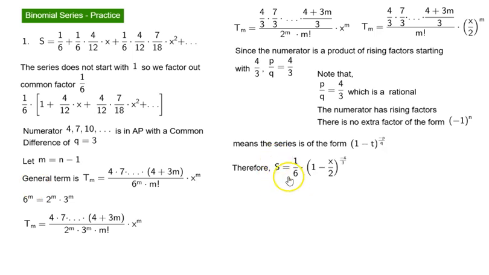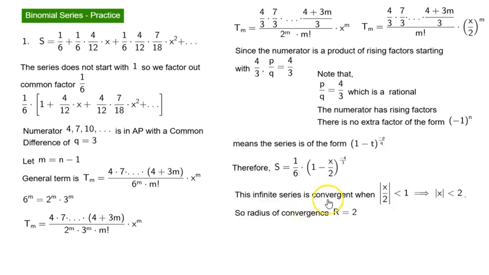Therefore, s is equal to 1 by 6 times 1 minus x by 2 to the power of minus 4 by 3. So here t is x by 2 and p by q is minus 4 by 3. P by q is actually 4 by 3, but because it is of the form 1 minus t to the power of minus p by q, we write it as minus 4 by 3.